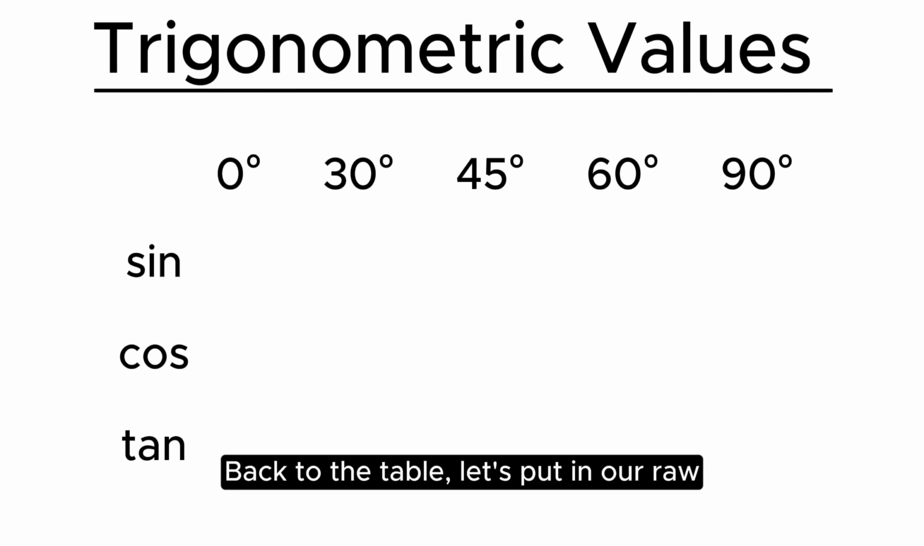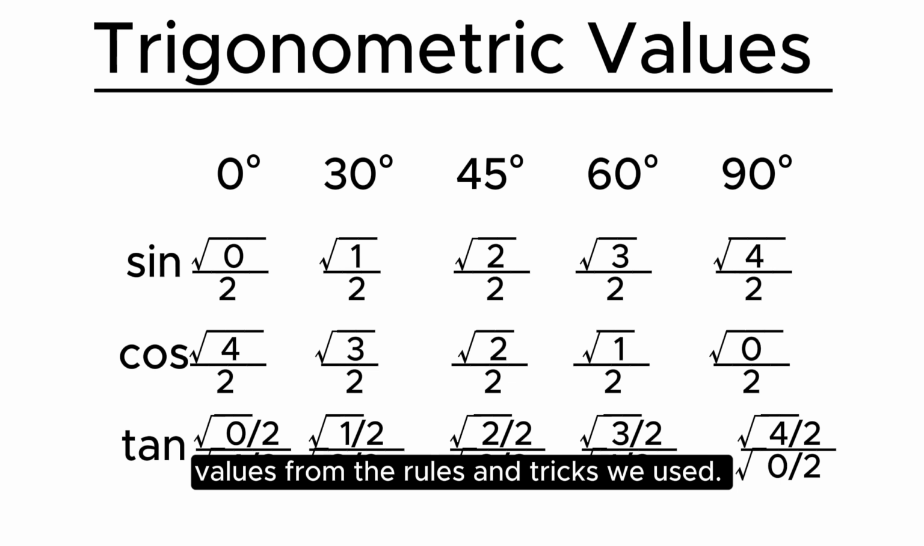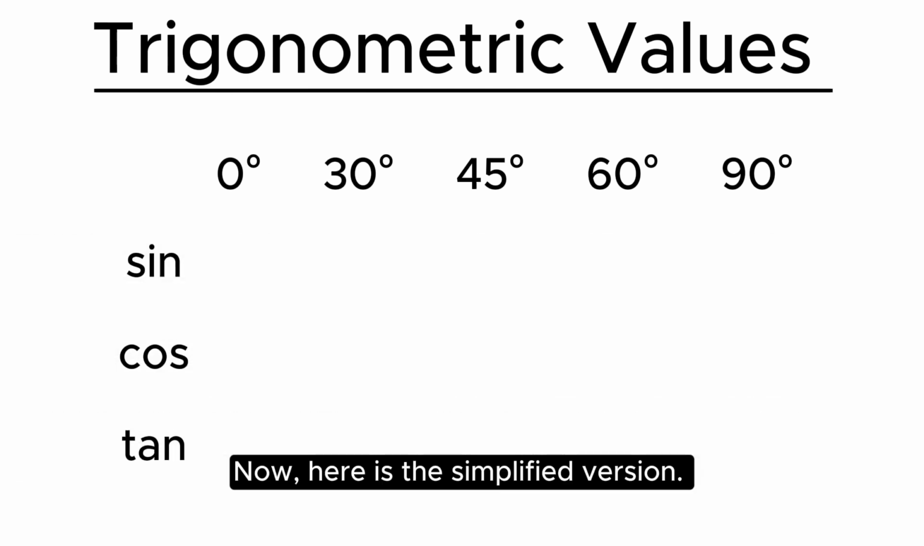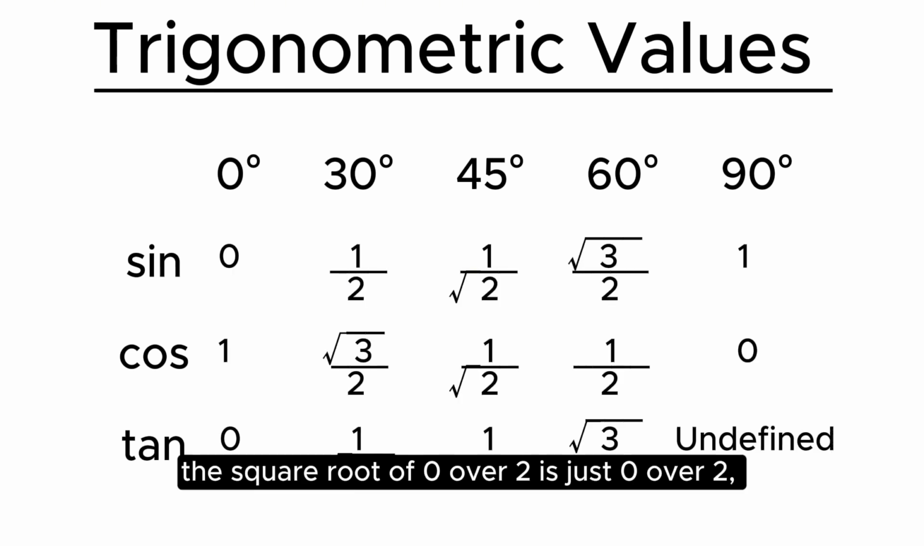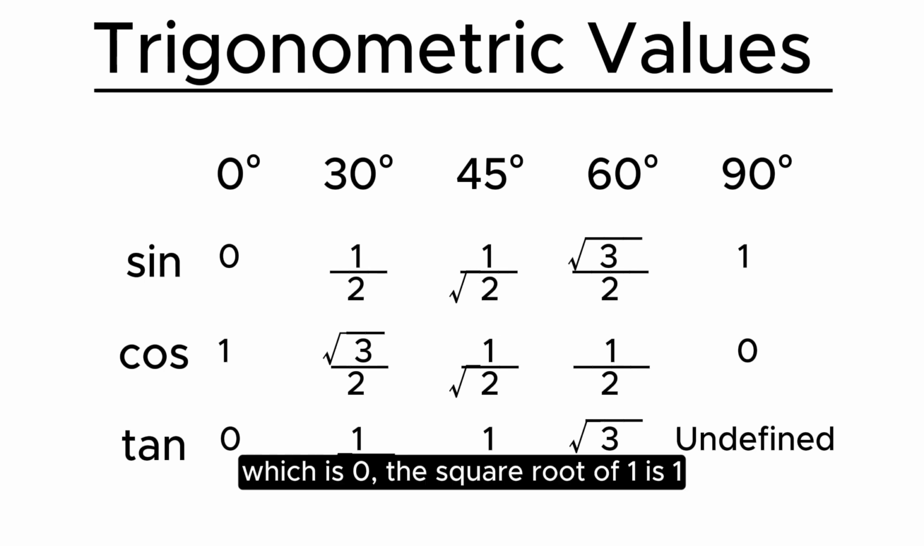Back to the table, let's put in our raw values from the rules and tricks we used. Now, here is the simplified version. So much cleaner, right? Basically, the square root of 0 over 2 is just 0 over 2, which is 0. The square root of 1 is 1, so 1 over 2 is 0.5 or 1 over 2.